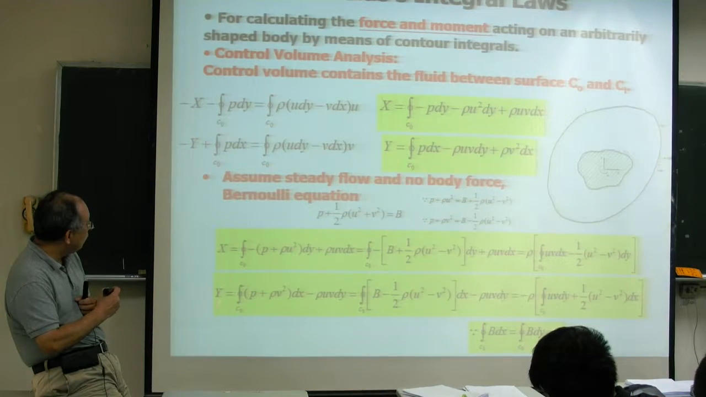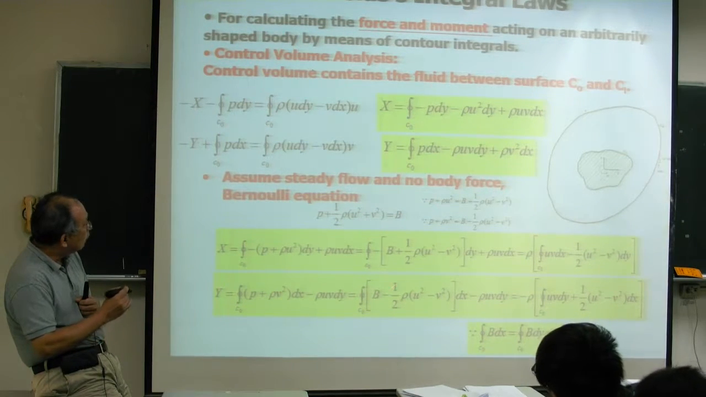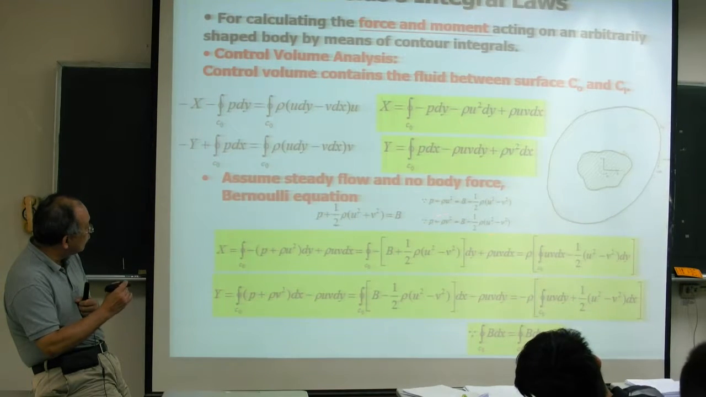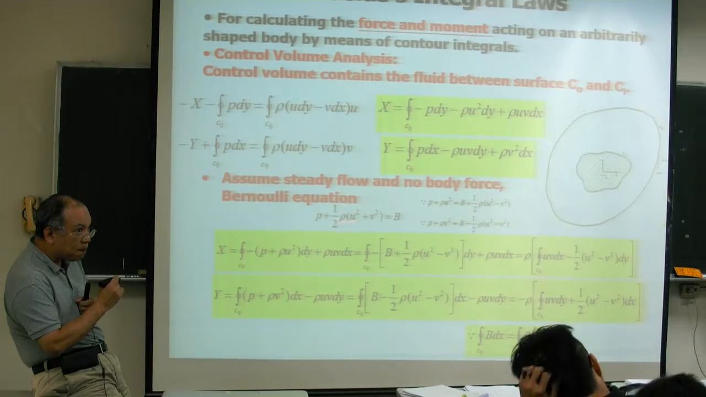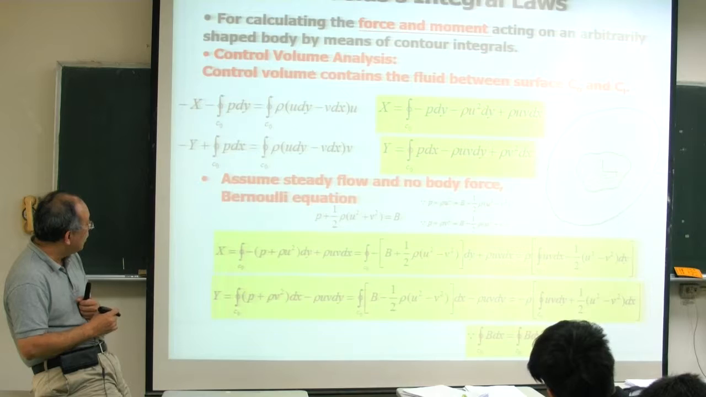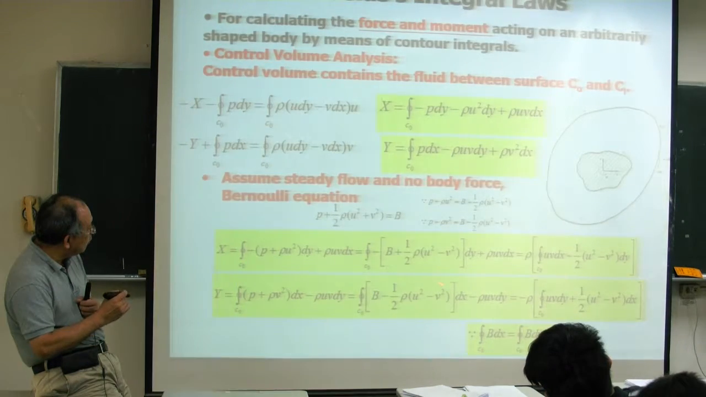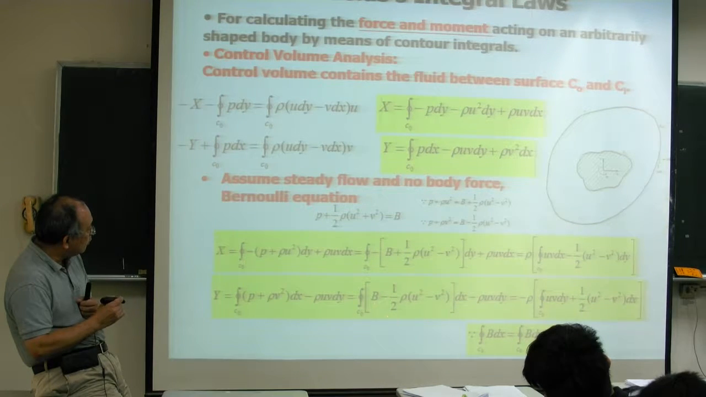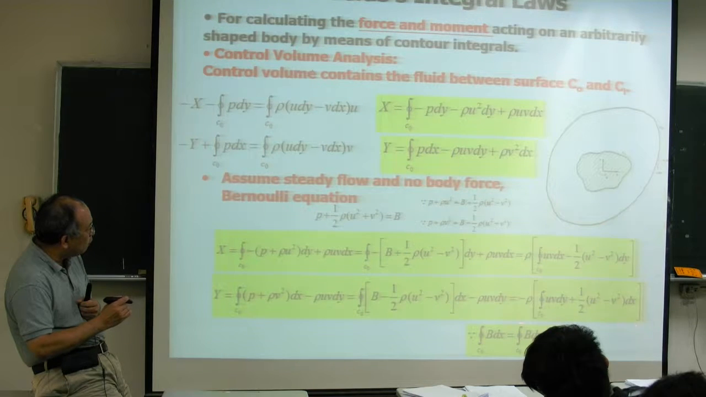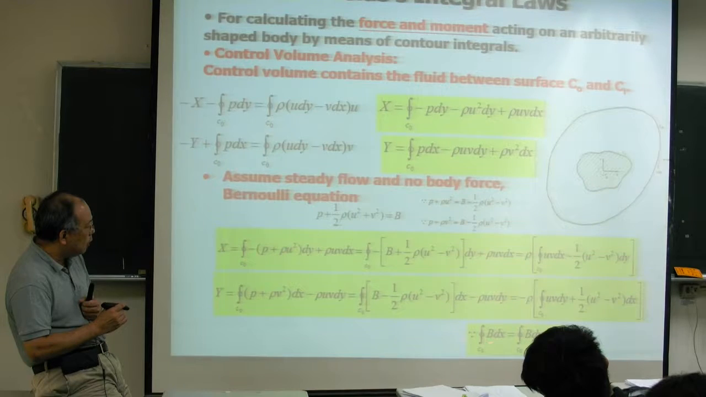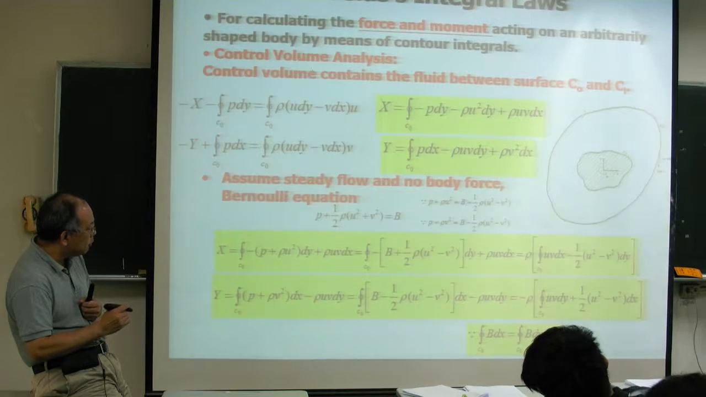Similar for the Y direction force, we can replace this P plus rho V squared by using this formula. This formula is from what? It's from the Bernoulli equation. So we just replace it like this, and using the Bernoulli equation we can have this form here. And again, through the integral, B will disappear. So our formula will be reduced to this, since the B for these two integrals will be equal to 0.